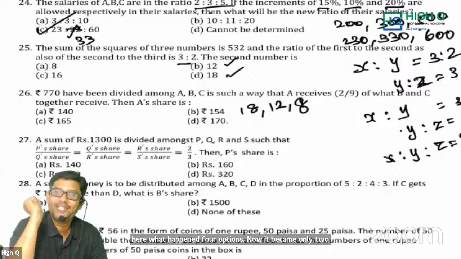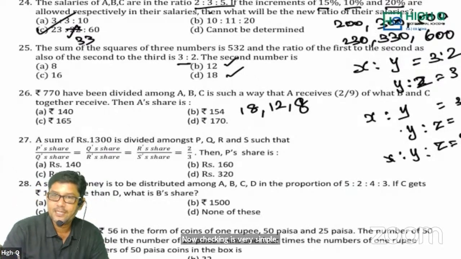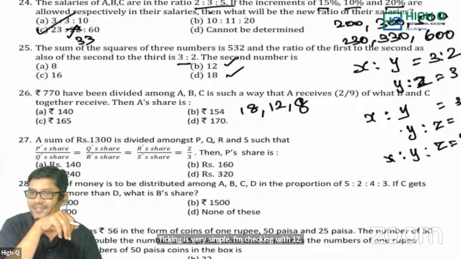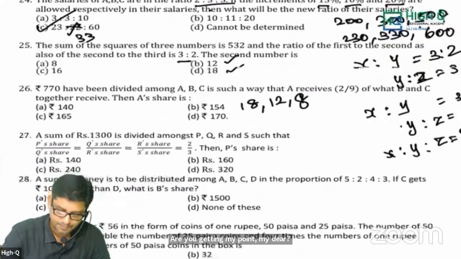Now checking is very simple. I'm checking with 12. If 12 does not satisfy, I'll directly mark it as 18. Are you getting my point, my dear? Say yes or no. Next up.